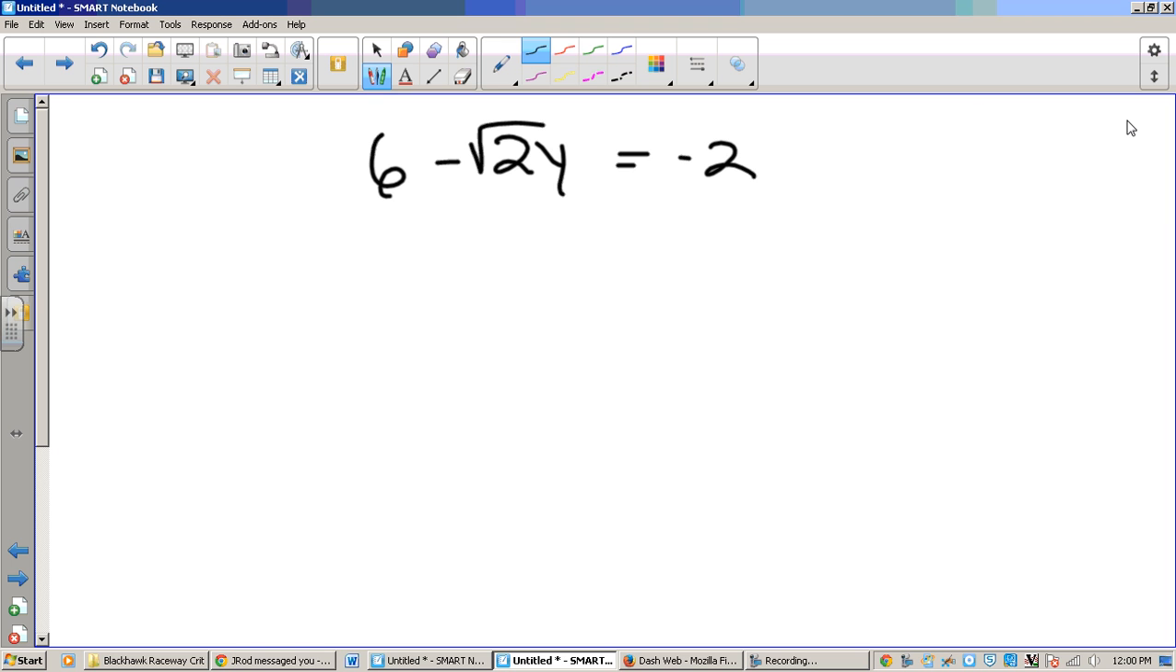Okay, so our next problem is 6 minus the square root of 2y equals negative 2. So we're going to go ahead and solve this problem. We want to get the y by itself, so I'm going to start by subtracting 6 here. So I've got negative square root of 2y equals negative 8.